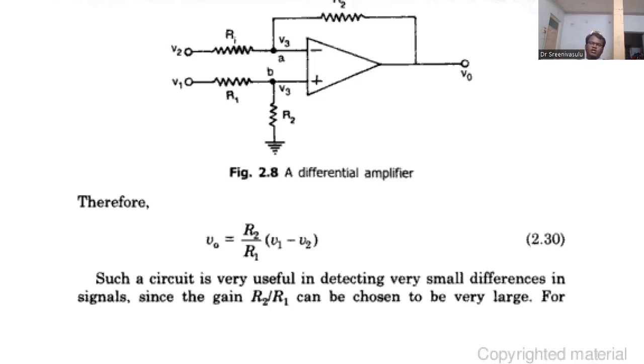So theoretically we can write V naught equals AdVd, but practically V naught equals AdVd plus AcVc, which you need to consider. But this AcVc is not desired from our design point of view. It is unwanted, like noise. So we need to reject it.